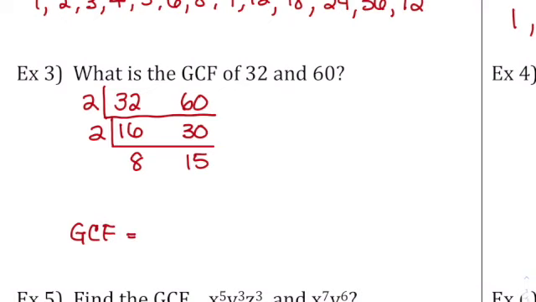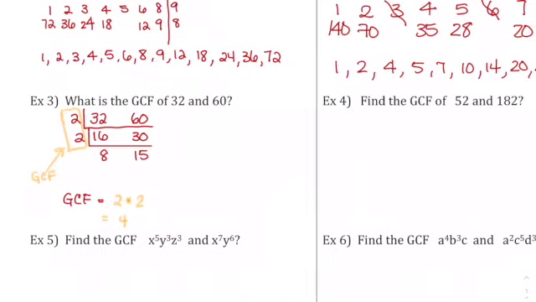GCF is just the numbers on the side multiplied together. So that's just 2 times 2, and the answer for that is just 4. So your GCF is right here on the side, and then you have to multiply them. And that is how you do GCF. Go ahead, try number 4.